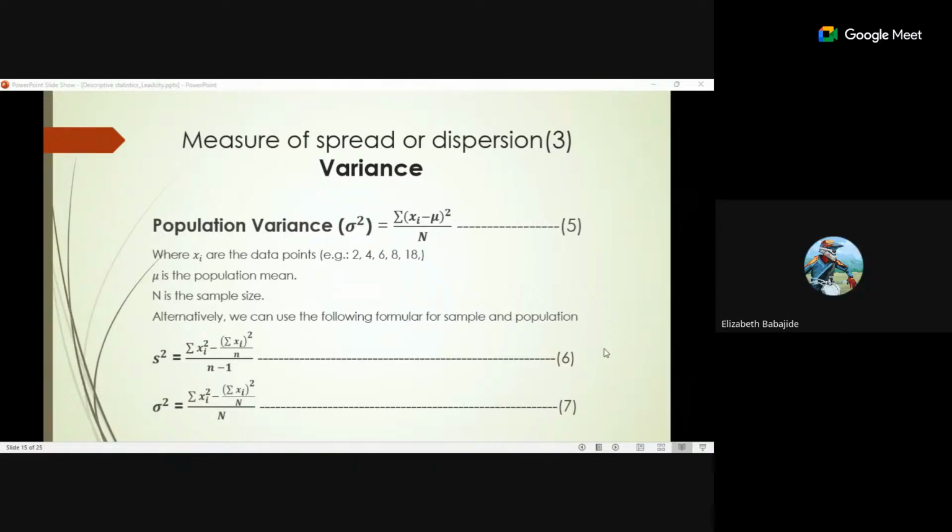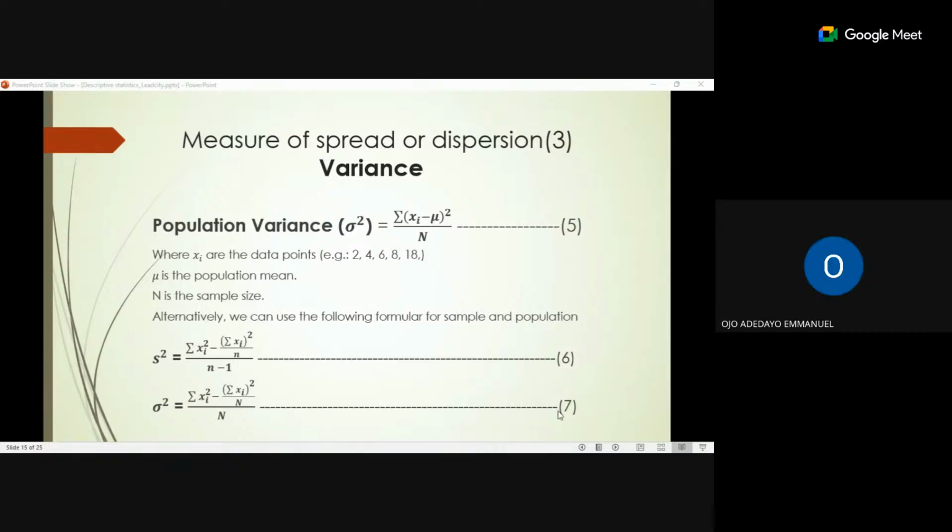Population variance, equation 5. Go ahead, please. I'm with you. Please, can you teach us how to get that? Good. What you just need to get here is this. Let me go back. Let me take you there, please. I'm asking that you should teach us.